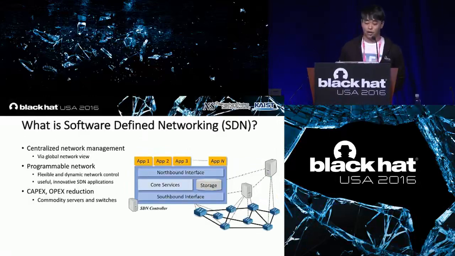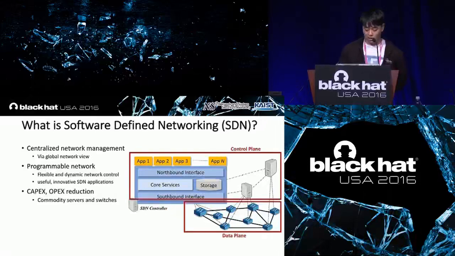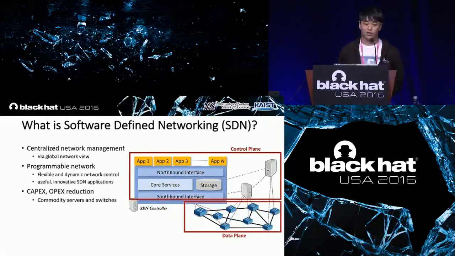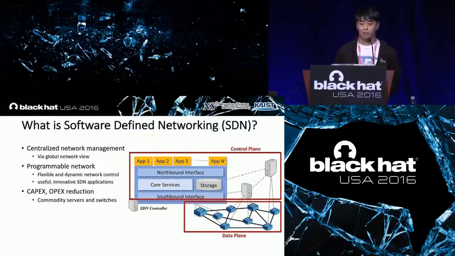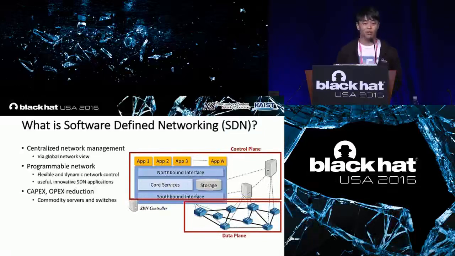So here we have an example SDN architecture, and as you can see, the control plane is decoupled from the network devices. And the SDN controller manages the entire network in a centralized manner. So SDN controllers can easily provide and maintain a global network view. And also these SDN controllers implement northbound APIs, so anyone can easily develop useful and innovative network services or functions by simply writing SDN applications. And another advantage of SDN is that it is possible to build a network with commodity servers and switches, so the cost can be significantly reduced.